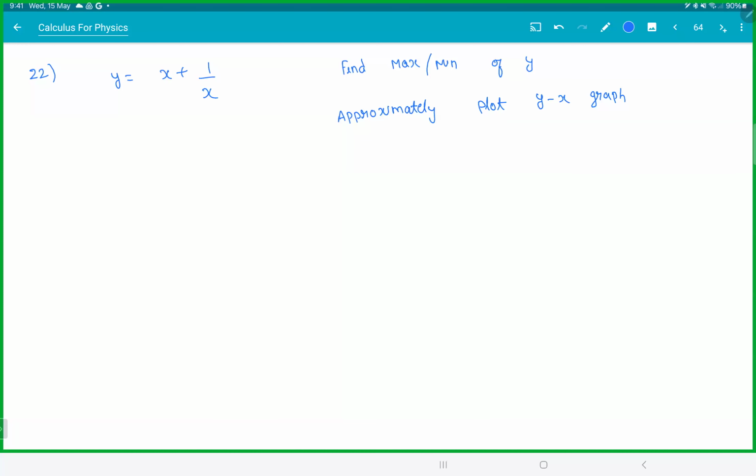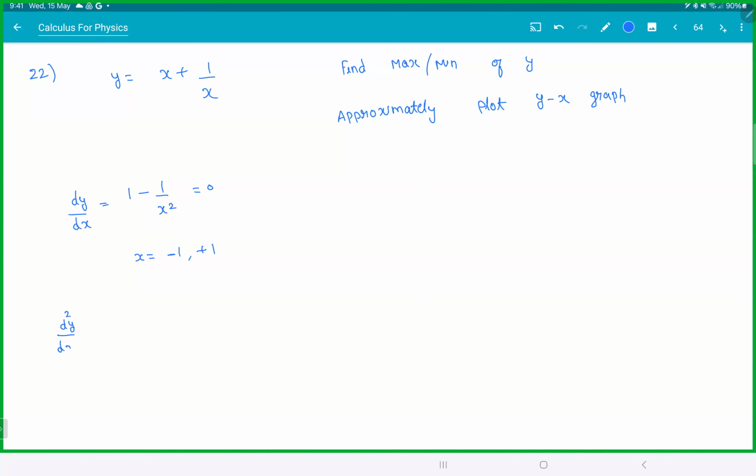See. Step 1, differentiate. That would be 1 minus 1 by x square. If you put it equal to 0, you'll get x is equal to -1 or +1, isn't it? There are two values. X is plus or -1. Now we are confused which one is maximum, which one is minimum.